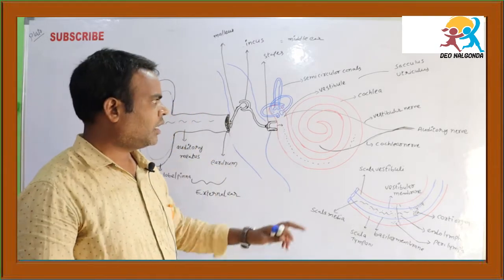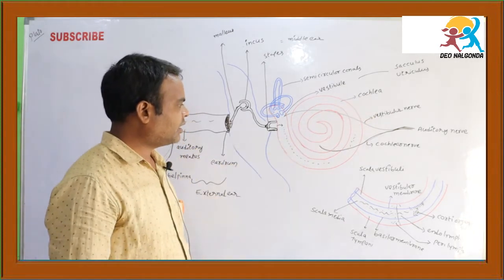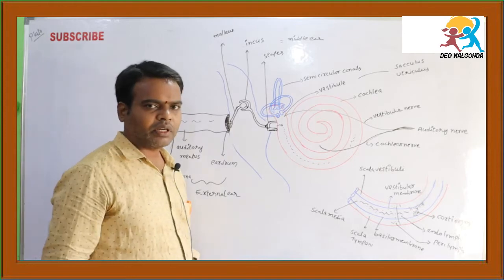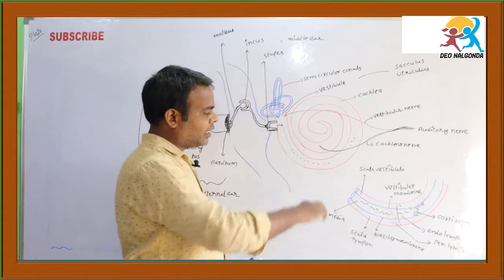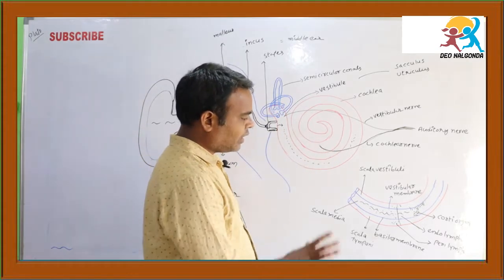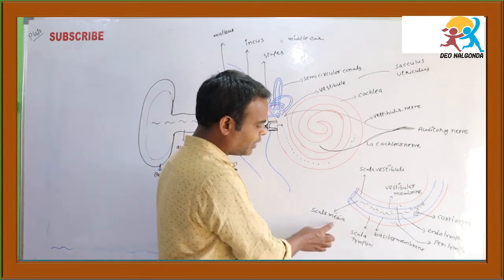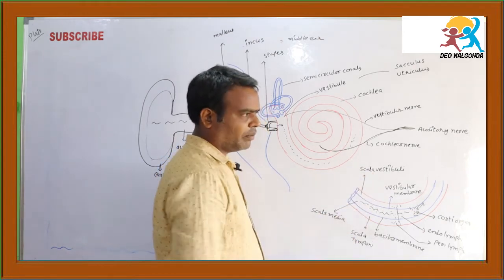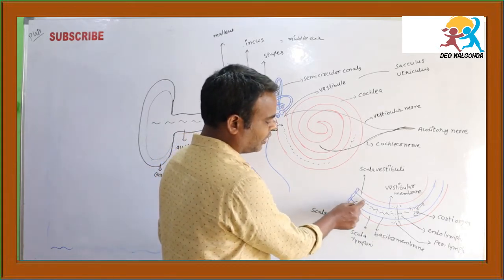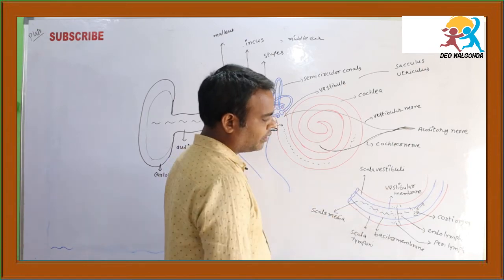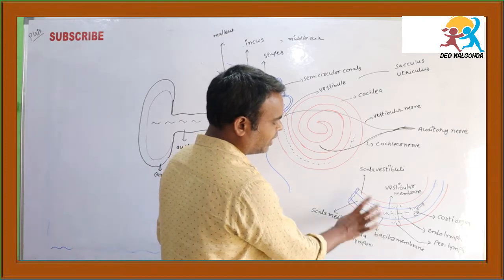Okay, right. Next, coming to the other one, the cochlea. This cochlea is like the shell of a snail, and coming to its internal arrangement, it contains three chambers: the scala vestibuli, the middle one is scala media, and this one is scala tympani. The layer present between these two chambers is called the vestibular membrane, this one, and the layer present between these two layers is called the basilar membrane.